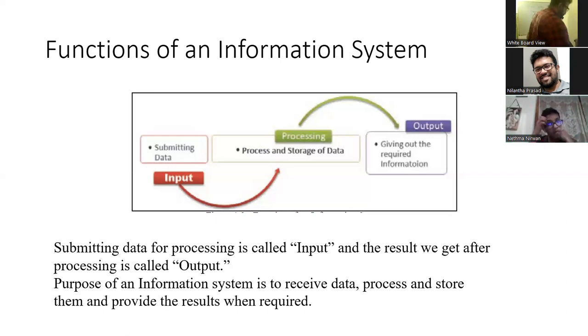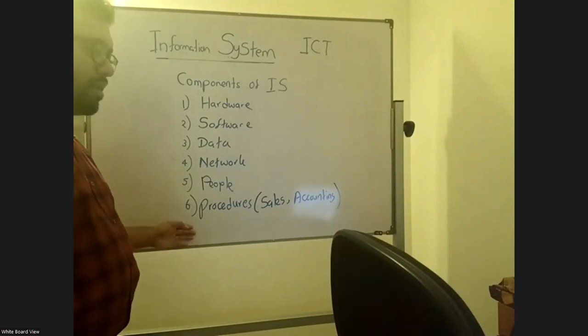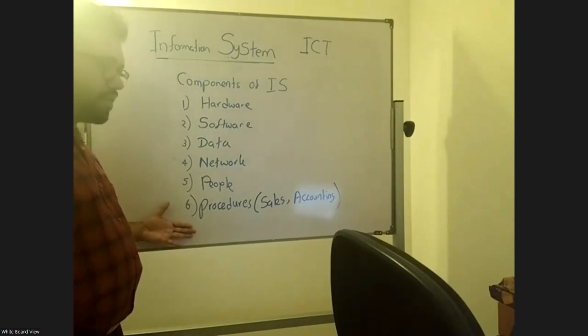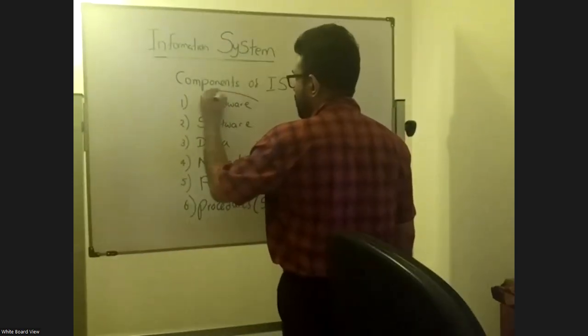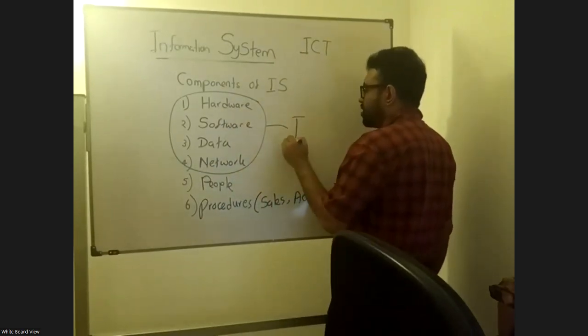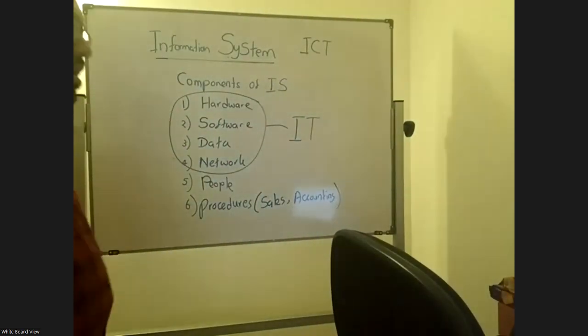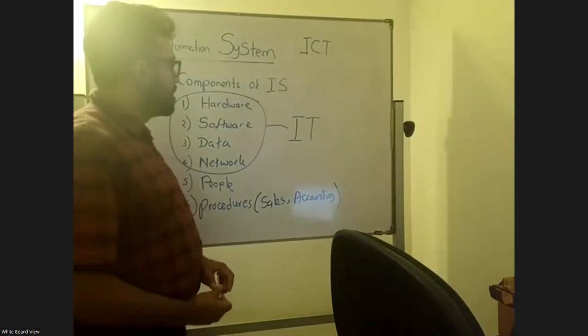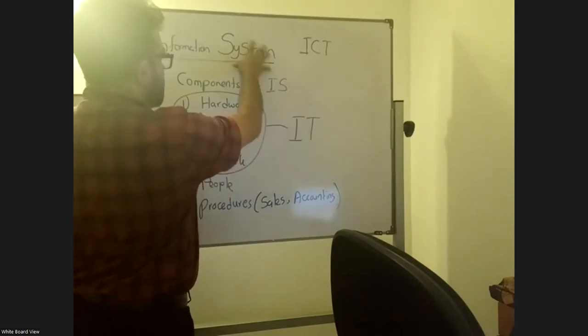But now I will show you the components here. You can see hardware, software, data, network, people, and procedures. Those are the different components of an information system. Then, when you take these 4 parts, they belong to what? Information technology. The other 2 are not directly related to IT. So information technology is going to be part of the information system.